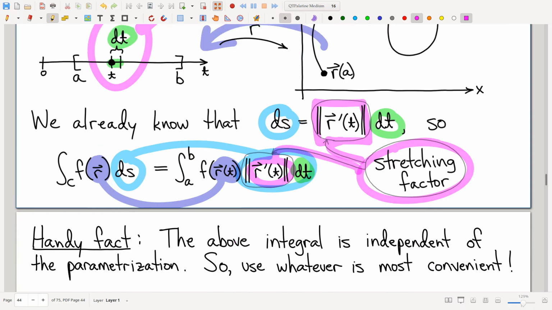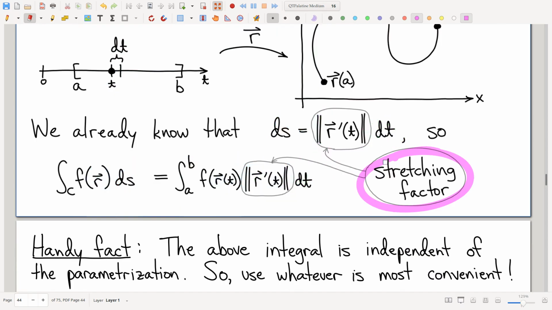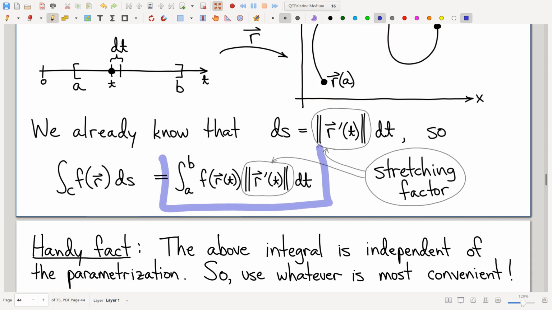Now, there is a quick concern that we're going to address before we get into a computation. A couple of computations are coming up real quick. There is a little bit of a worry, though, and that is if you look at this expression here on the right, notice how the parameterization R is in the expression. Now, this should be a little bit concerning. A little bit concerning because the parameterization was not part of the original integral.